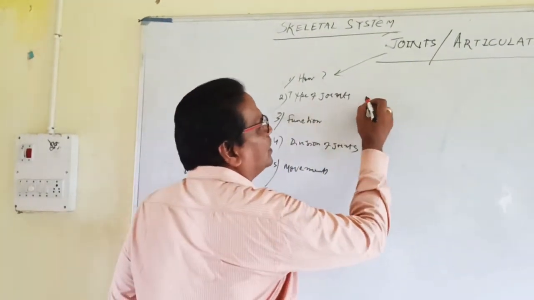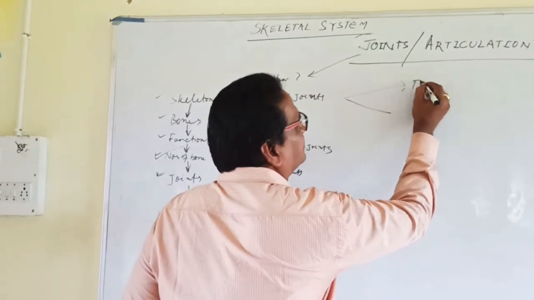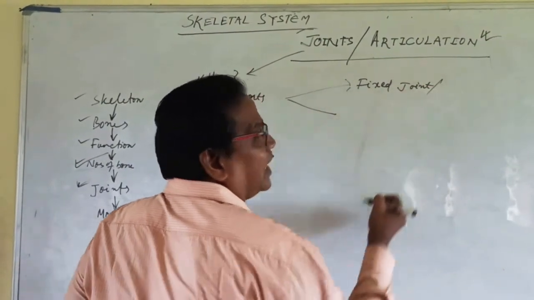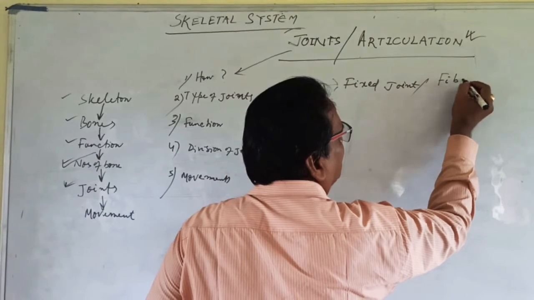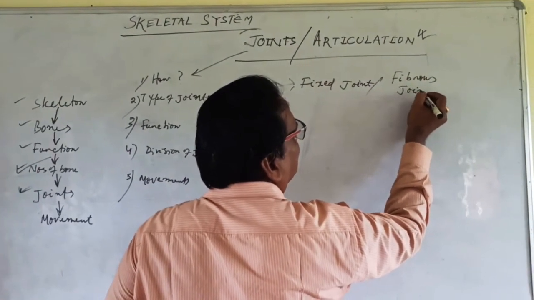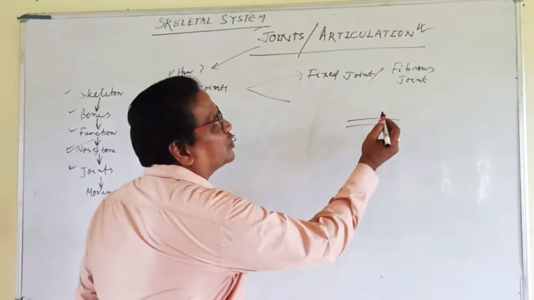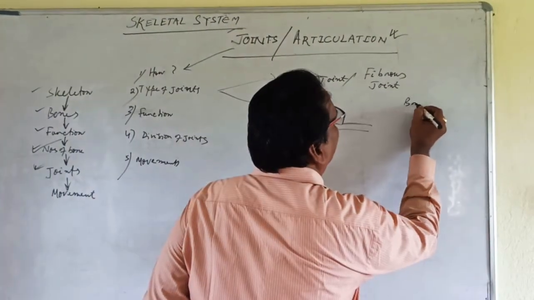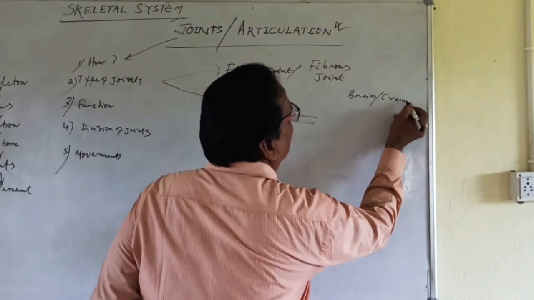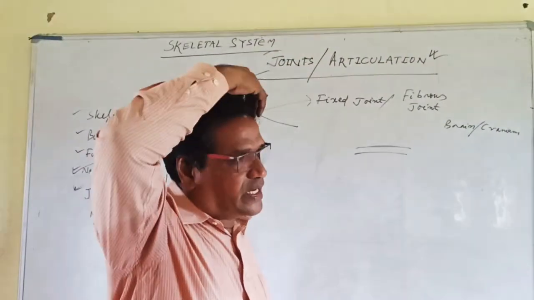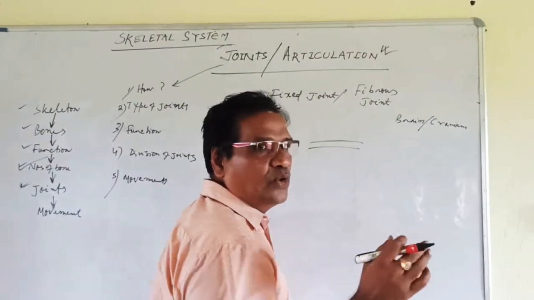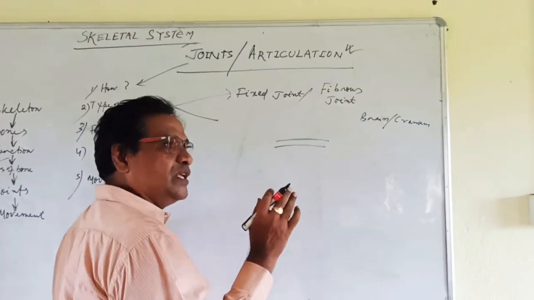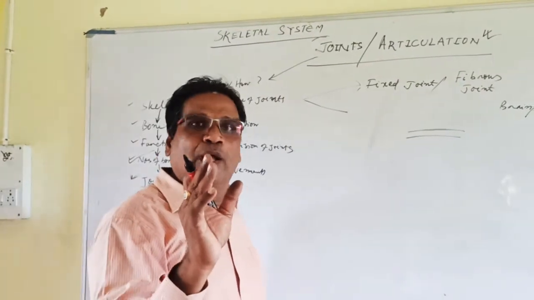Then types of joints, two types. One is fixed joints, whose anatomical name is fibrous joints. These fixed joints are seen in your brain case, the cranium, called khapuri in Oriya. In the cranium, 8 bones are there.